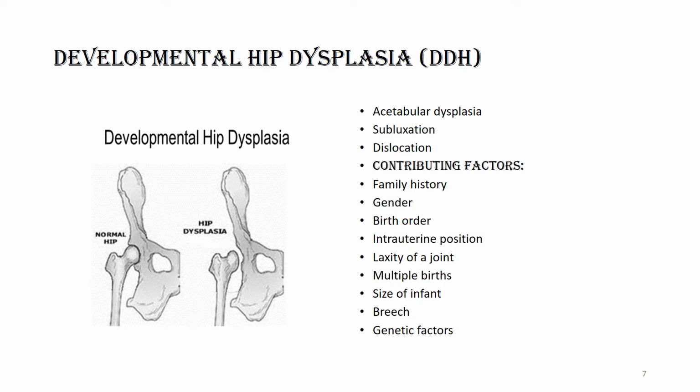The firstborn, particularly, the uterus hasn't been used before, and it's a little bit smaller for the first time. So the position of the baby might be cramped. Also, with multiple births, the position of one of the babies may be cramped. A baby that's breech may be positioned incorrectly. Of course, it is positioned incorrectly, but it may cause hip dysplasia. A large baby may cause hip dysplasia.